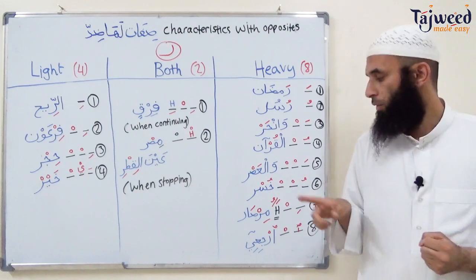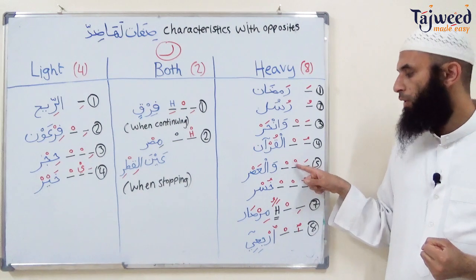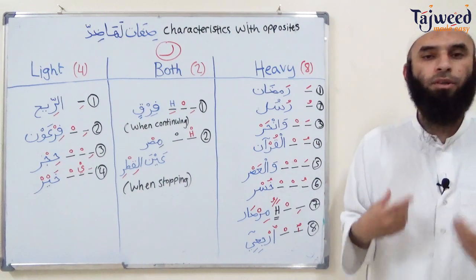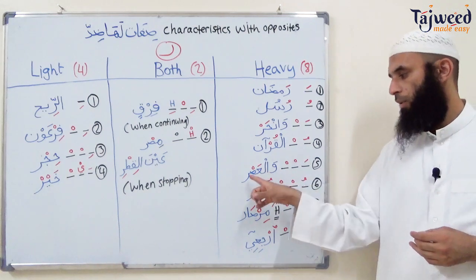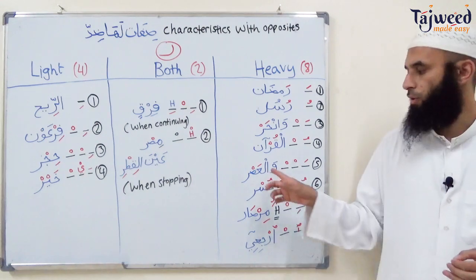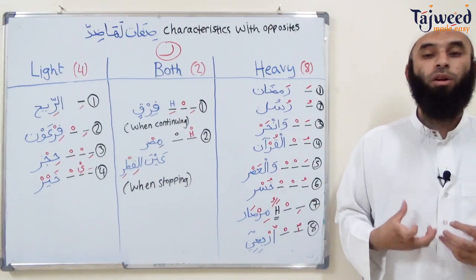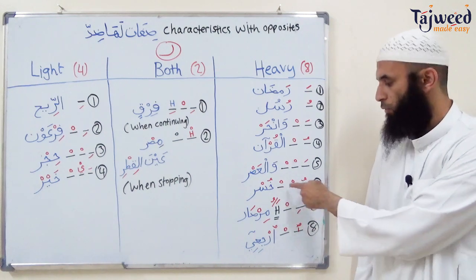Situation number 5. When ra has a sukun, we look at the previous letter. If the previous letter has a sukun, we look at the letter before that. If it has a fatha, then we pronounce ra in a heavy manner. The word wal-asr, for example. In wal-asr, the ra in fact has a kasra, but because we're stopping, it is considered a sukun. So, wal-asr.